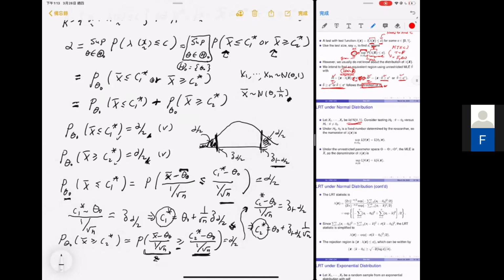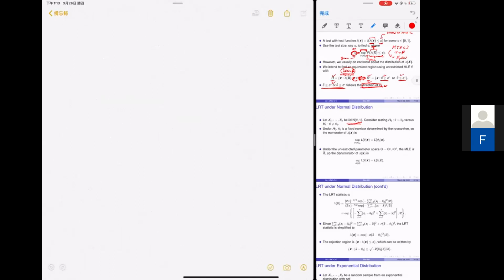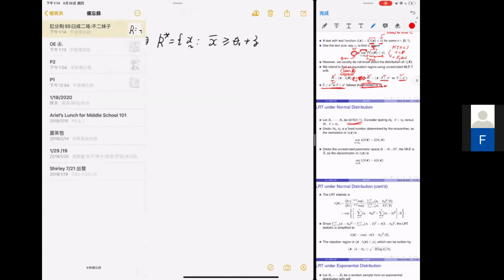So that means the whole set means eventually the region. Although I don't know what C is, it's fine. I do know another equivalent region: X bar bigger than, let me see, I actually forget which one is bigger. I guess it's θ0 plus Z. Let me go back to check it.